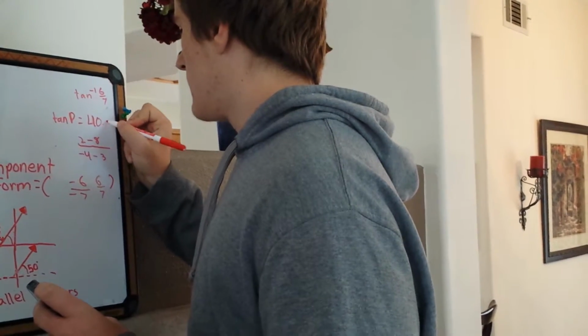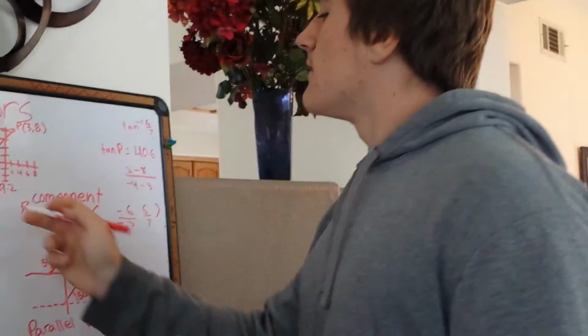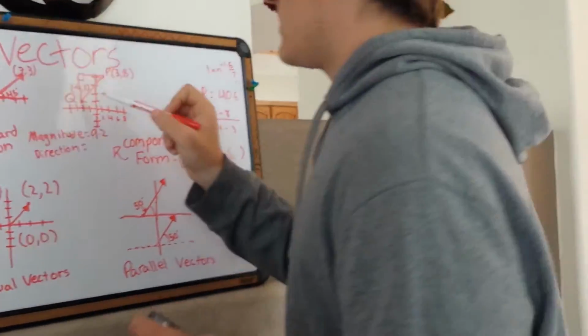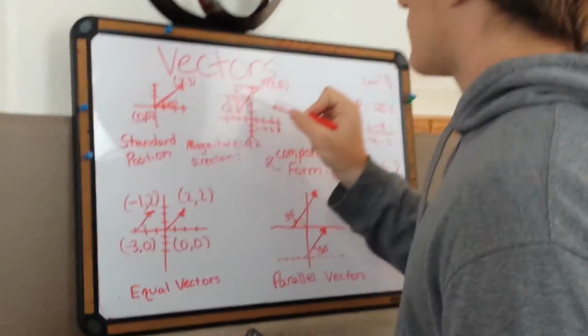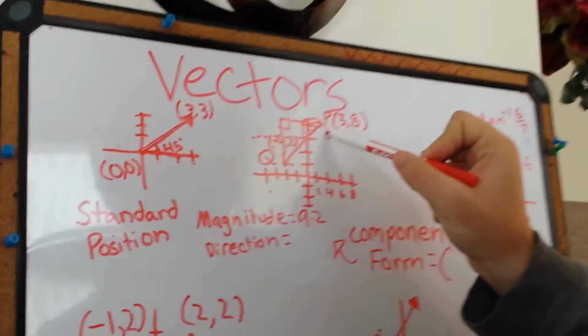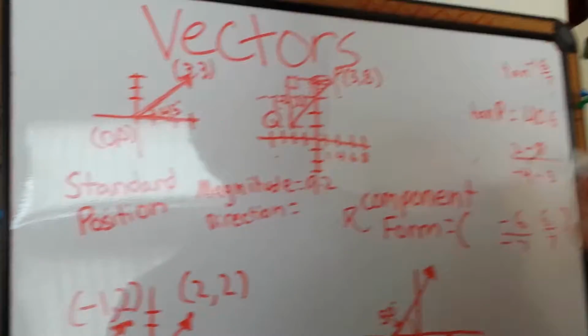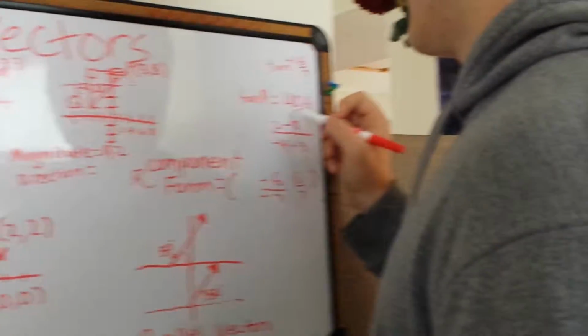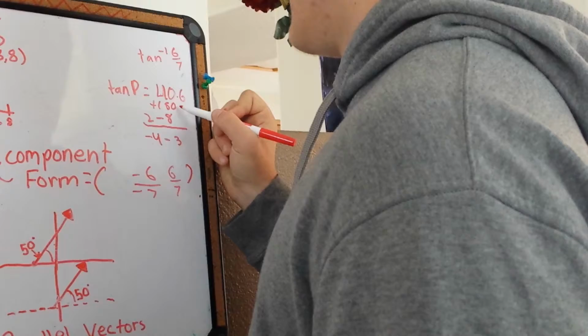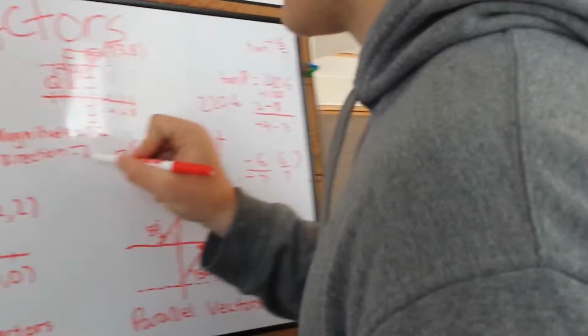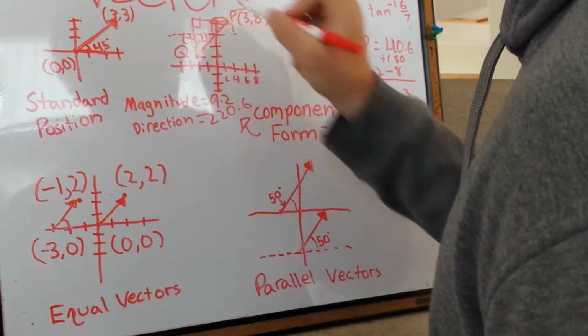40.6. Now I know that you think you're done there, and that's the direction, but you have to remember that because this basically right here is just a horizontal line, you have to add that to 180 to find this whole measure. So we have to get that plus 180, which is equal to 220.6, and that is the direction of this vector.